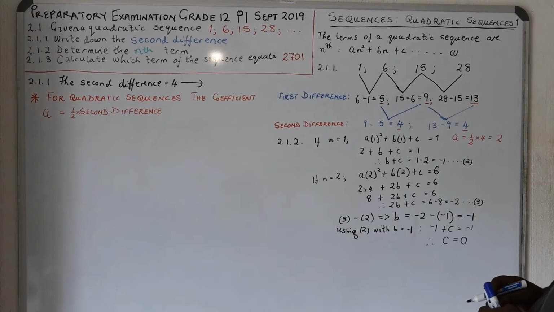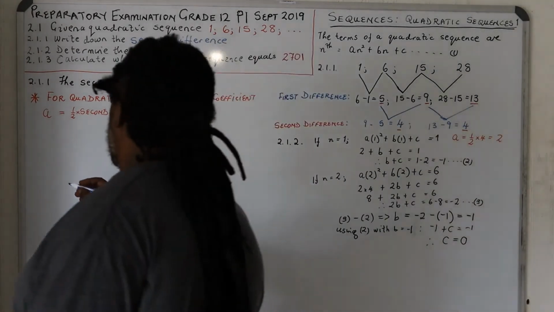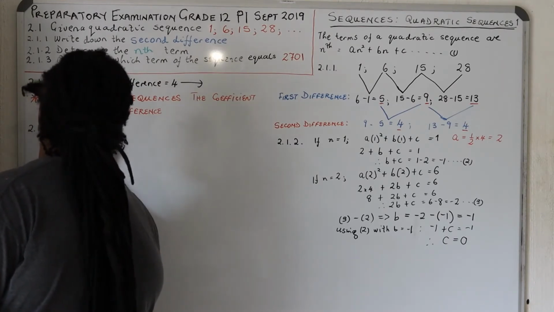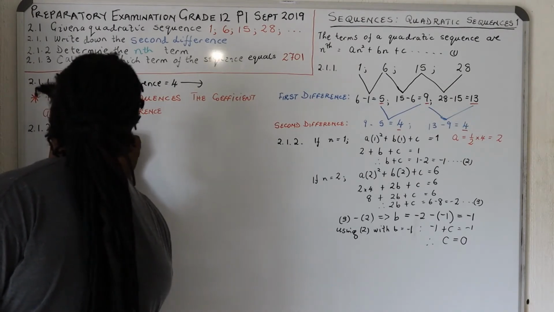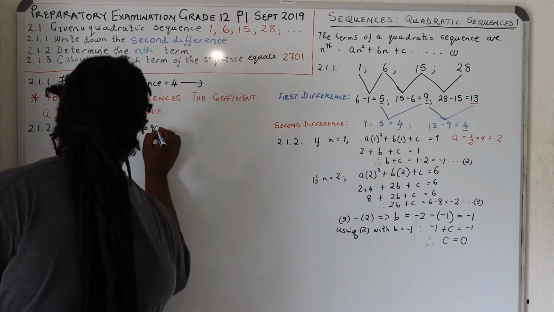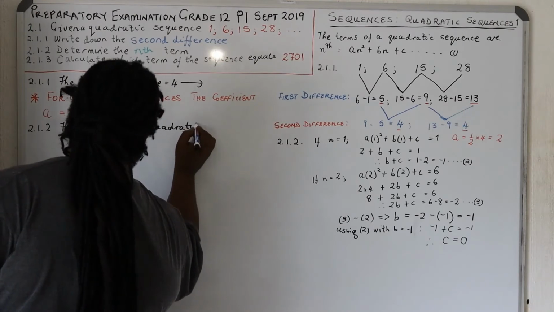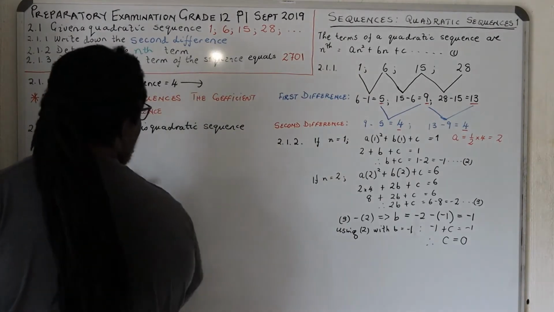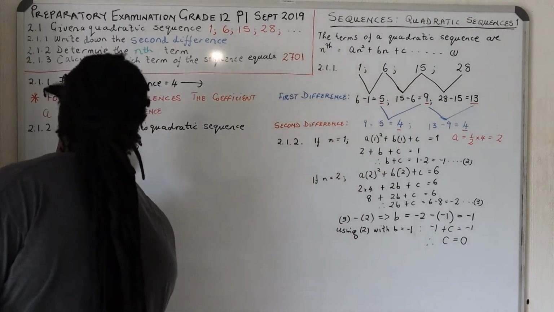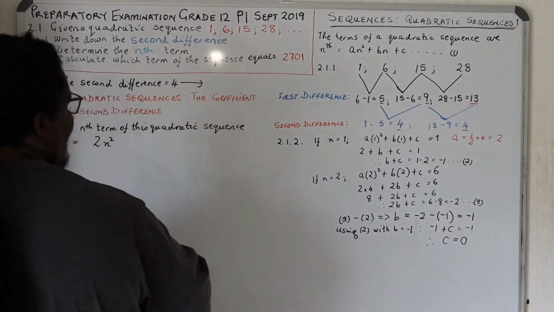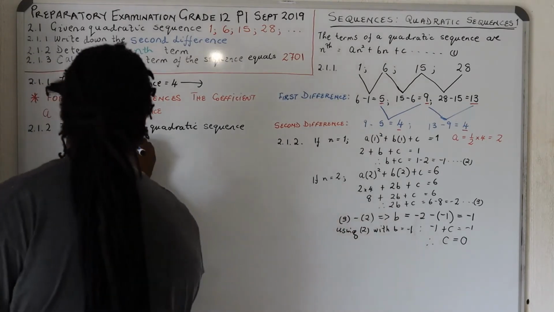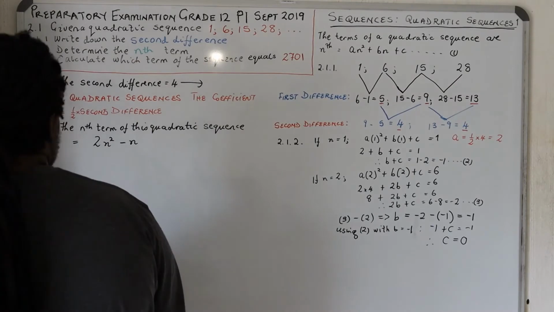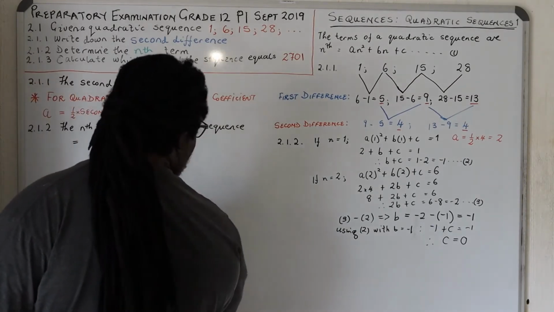So then basically, as a solution to point 2, we say the nth term of this quadratic sequence equals, our a is 2, so we have 2n to the power 2, plus our b is minus 1, so it will be minus n, and our c is equal to 0. So this gives us the nth term of our quadratic sequence. And that question is done.